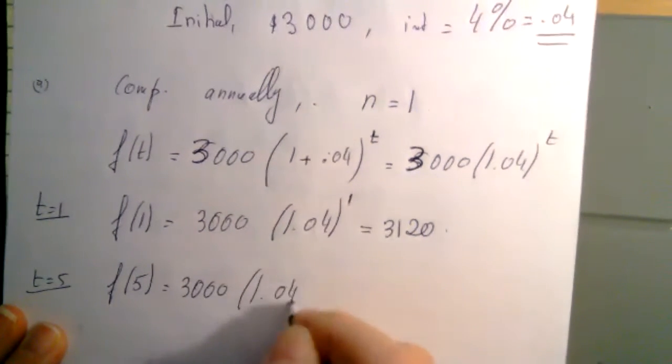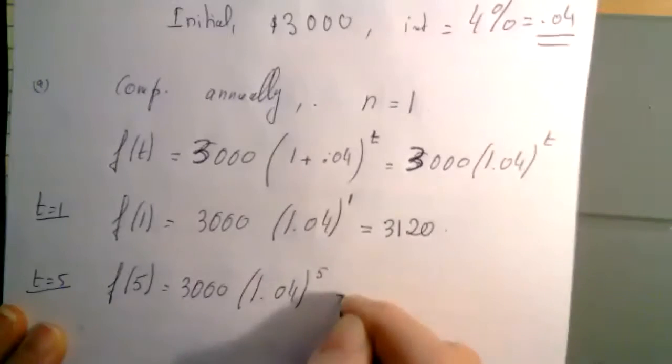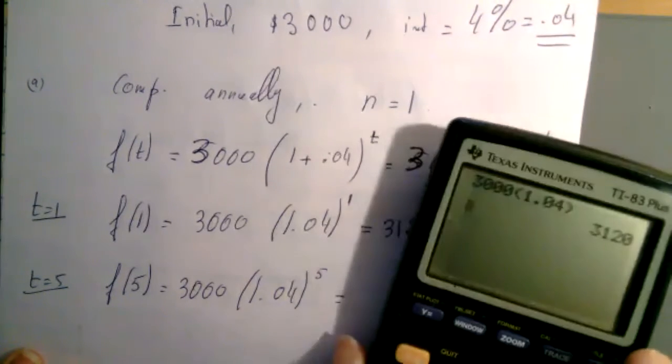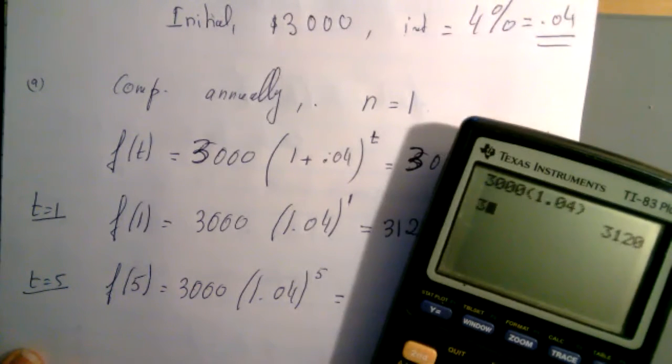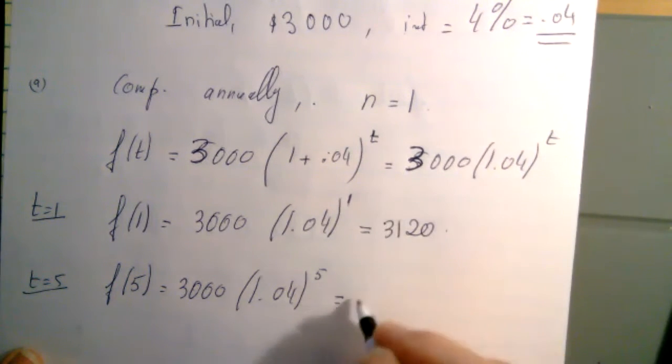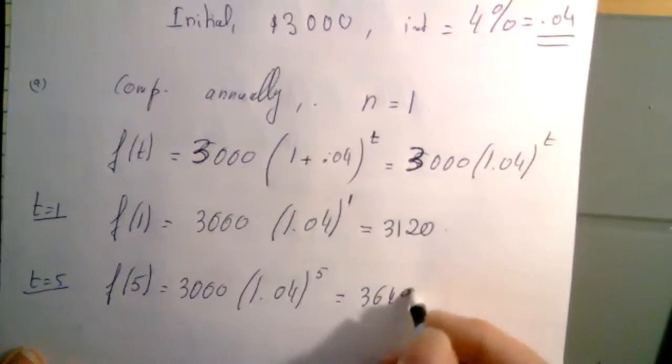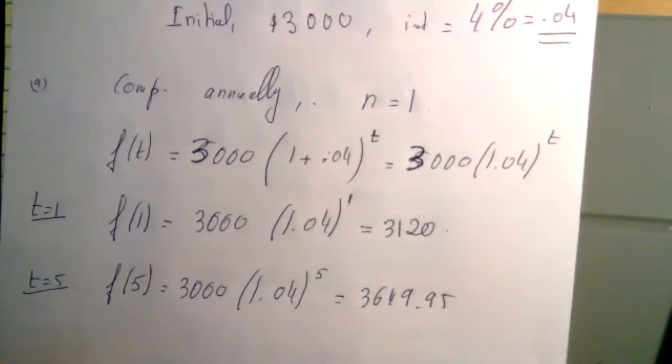Now, after 5 years, it's a simple scenario. Again, that's the easiest possible scenario. To the power 5. I'm going to do 3,000 times 1.04 to the power 5. So I will get 3,649.95 cents.